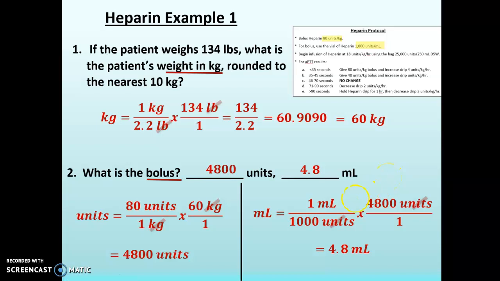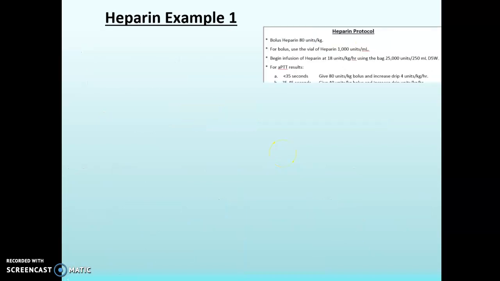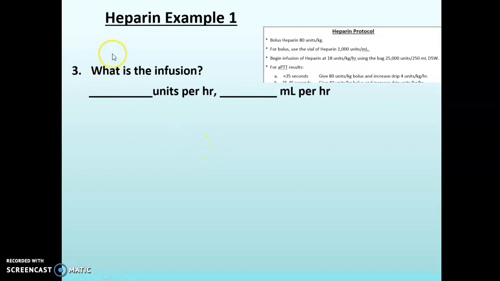Okay, so now we're getting ready to set them up with an IV. Number 3 is talking about the IV infusion. Okay, we're past the bolus. That was just an IV push. Now we're into the infusion. This is the one where we're going to hang a bag of heparin and it's going to drip for hours.